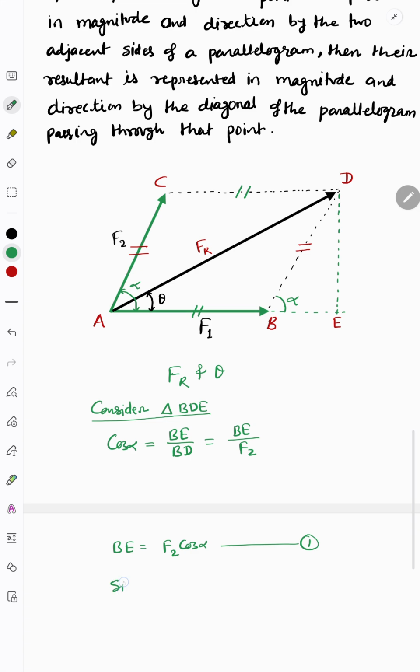Again we take sin alpha. How can we write sin alpha? Sin alpha will be the height ED by BD. That is ED by BD, where ED is as usual, and BD is again F2. So ED by F2, and you can write ED is equal to F2 sin alpha. So this is equation number 2.